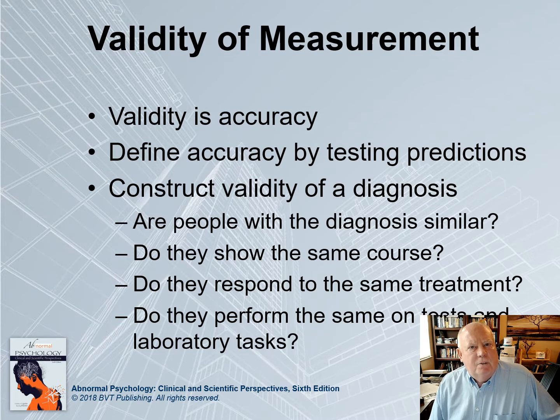Now, the concept of validity is often confused with reliability. Reliability is consistency. Validity is accuracy. So when I'm looking at concepts of validity, I'm talking about whether or not they predict what they're supposed to predict. And it's important when we are defining validity to name what it is that we're expecting.